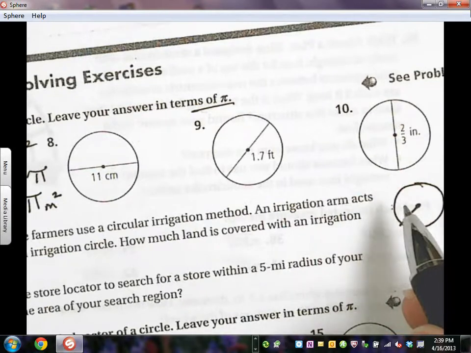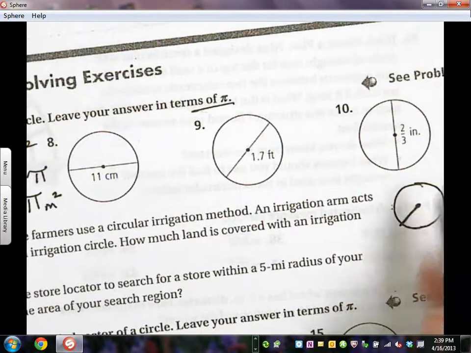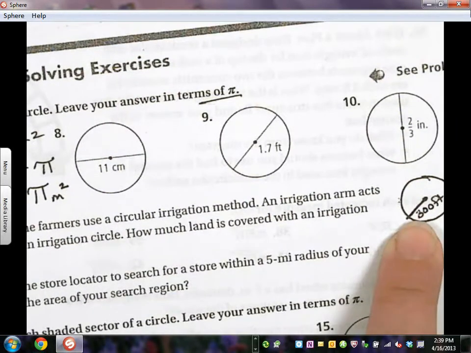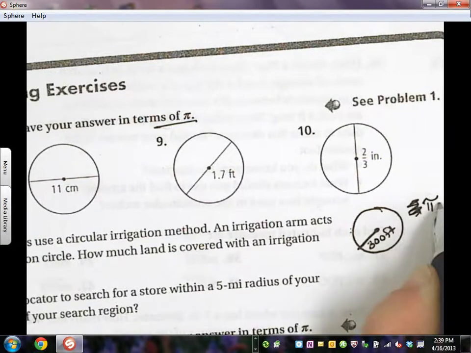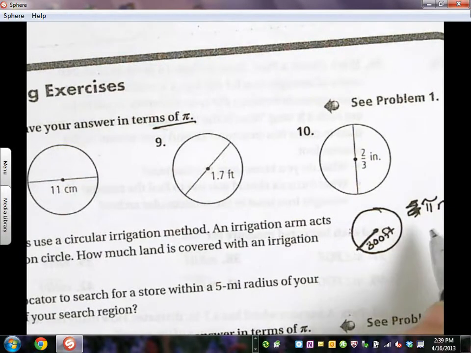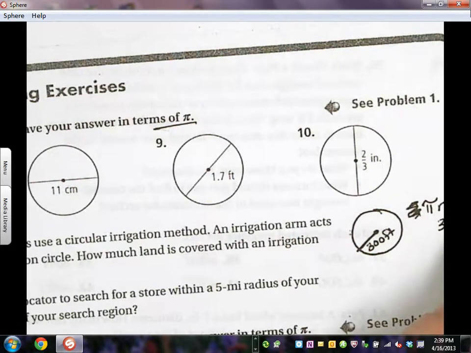It says that the arm is 300 feet. So that's 100 yards. That's the size of a football field long. That's pretty incredible. So it wants to know how much land is covered with this irrigation. So we use our formula, area is pi r squared. What is my r? 300 feet squared pi.